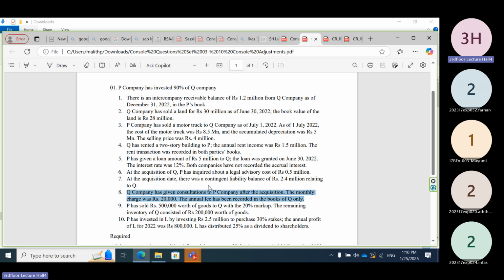But presentation-wise, sales should be decreased and cost of sales should be decreased. As one entity, we need to present this. This is the consolidated P&L, the consol P&L.